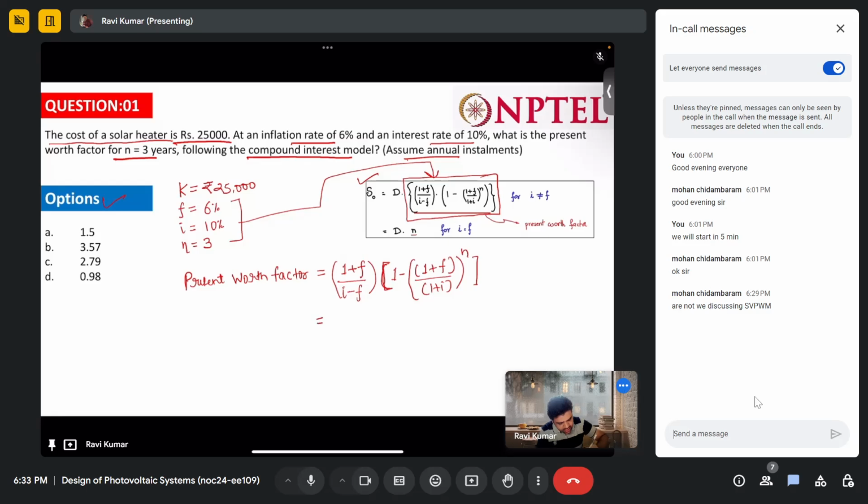Okay, what is F? So it will become 1 plus 0.06, 0.10 minus 0.06, 1 minus 1 plus 0.06, 1 plus 0.10 to the power 3. That's it. Let me solve this.